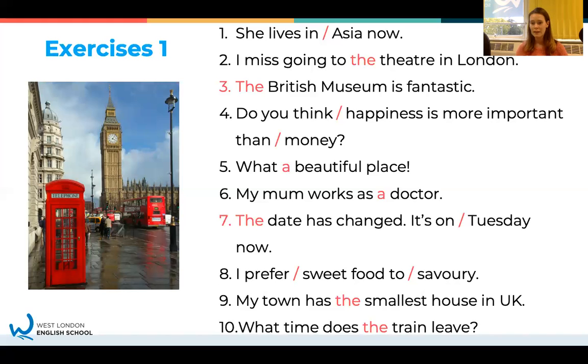And then finally, in number 10, we use the train because it's obvious what we're talking about. If my friend is staying with me in London and then she leaves the next day, if I say to her, what time does the train leave? She knows which train I mean. It's the train for her to go. It's obvious, so we use that.